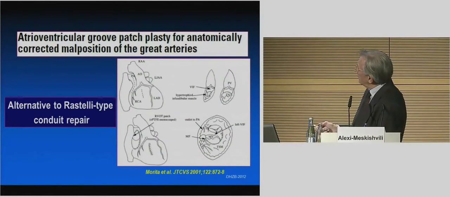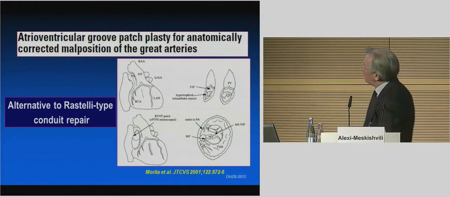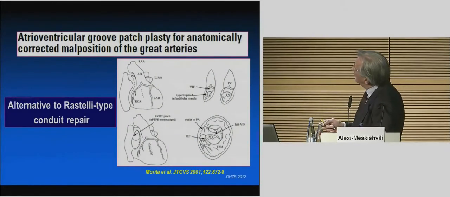I want to remind you that there is one way to do a Rastelli type operation in patients with corrected transposition, for example, the so-called atrial groove patch plasty. This is the operation proposed by Japanese surgeons.